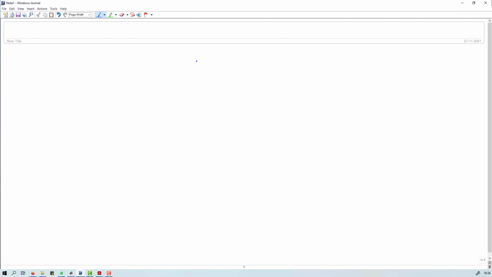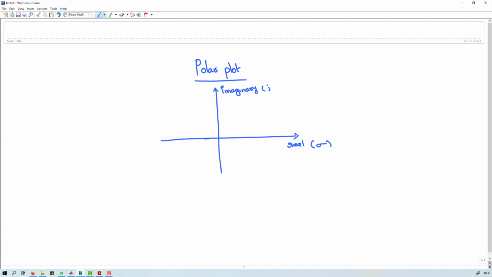One of the important topics in control systems is the polar plot. We will discuss the polar plot in detail. This polar plot has two axes. One is a real axis, which is represented by sigma. The other is an imaginary axis, which is represented by j omega. So it is something like the x plus jy form.